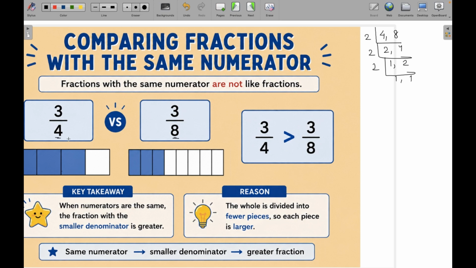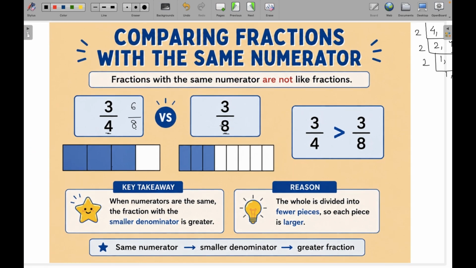So I just need to ensure that this number has 8 as the denominator. If I multiply 4 with 2, I'll get 8. So if I multiply 3 with 2, I'll get 6, so this number is equal to 6 by 8. So 6 by 8 versus 3 by 8, which is greater? 6 by 8 is greater. Therefore, we'll say that 3 by 4 is greater than 3 by 8. This is the conventional way in which we can compare these two fractions.